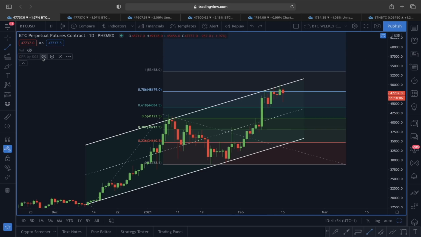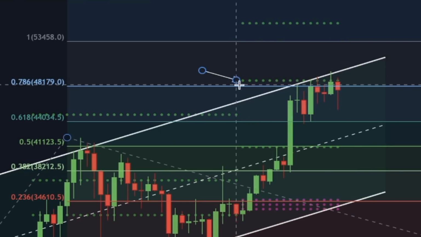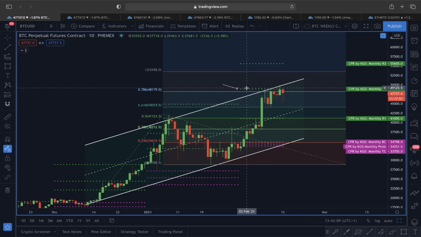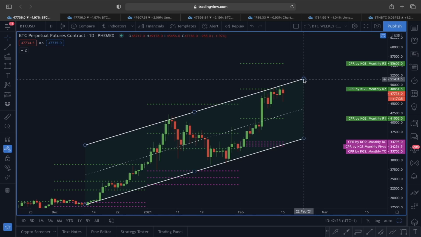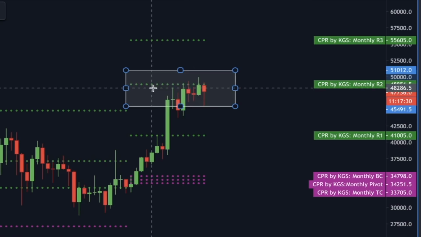And not only that, if you have added this CPR line, you can also see these green dots here, right? This is the monthly R2 line, and this monthly R2 line is also exactly at this resistance area. So you can see now we have 3 resistance. One here is this upper line of this ascending channel, the second one is this Fibonacci extension level, and now again this monthly R2 line of 48,600 to 48,700 is going to be a very strong resistance. And if you look at this only using the CPR, you can see the price here is also finding rejection exactly after reaching the monthly R2 line.